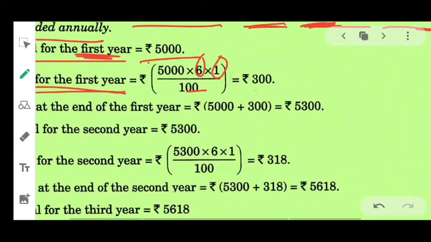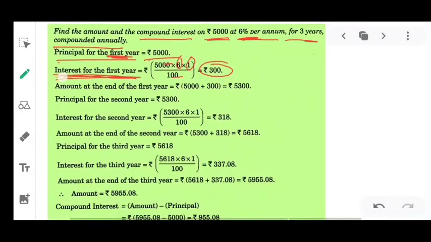So 0 will be cancelled. Now 50 into 6, 300, that is the interest for the first year. Now the amount at the end of first year, that is the principal plus interest, 5000 plus 300 equal to 5300, that is the amount at the end of first year. As I told you, the amount at the end of first year will be taken as the principal for the second year.